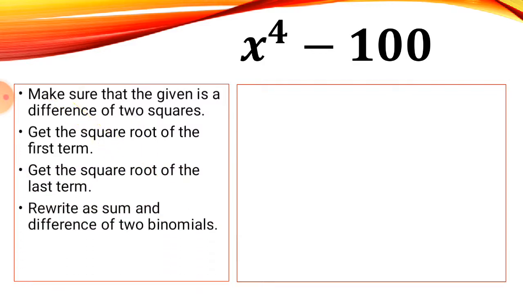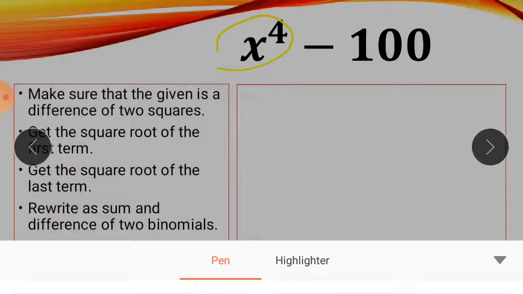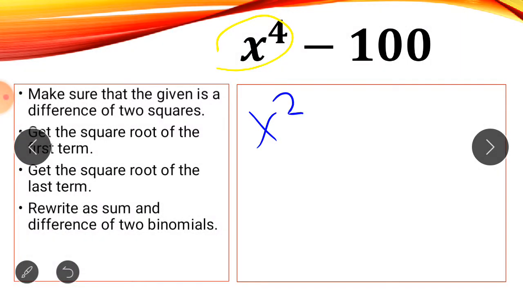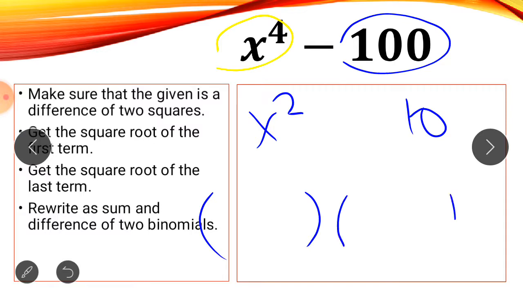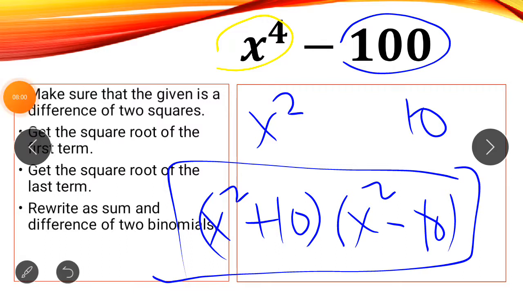Okay? So let's solve this. Get the square root of the first term. Square root of x raised to 4 is x squared. Square root of 100 is 10. Then we write as two binomials, plus and minus. So x squared plus 10, x squared minus 10. So these are the factors.